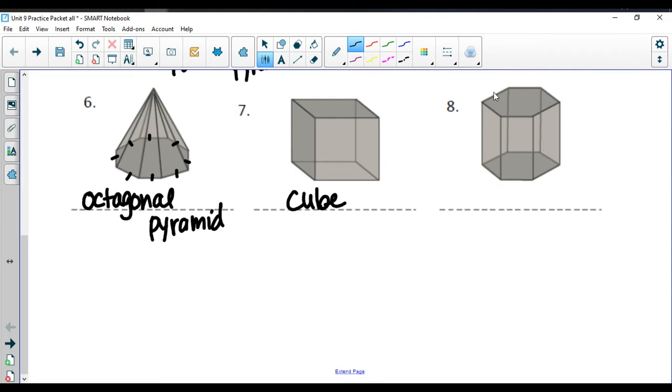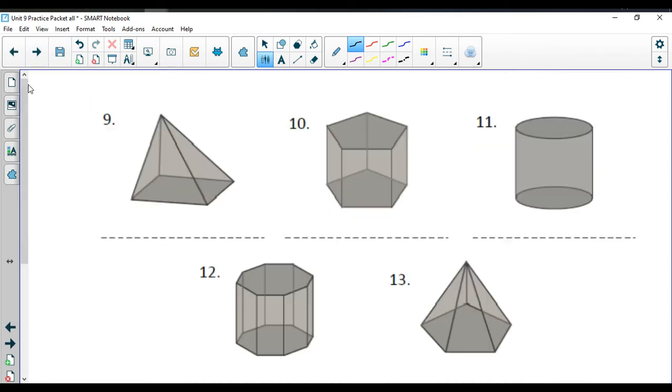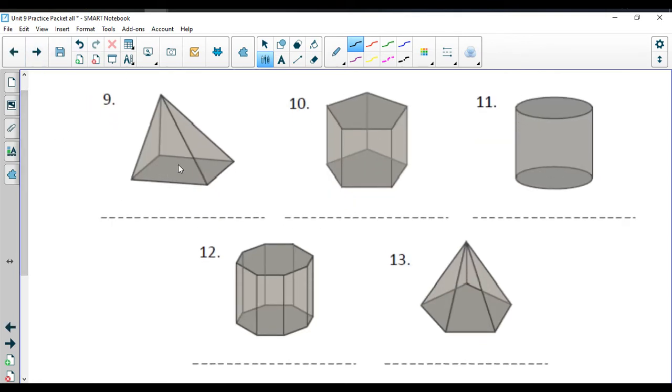In question number 8, we have 2 hexagons, one on the top and one on the bottom, and they're connected by rectangles. So we would call this a hexagonal prism. On question number 9, we have a rectangular base. The faces here are all made up of triangles coming to a vertex. So we would call this a rectangular pyramid.